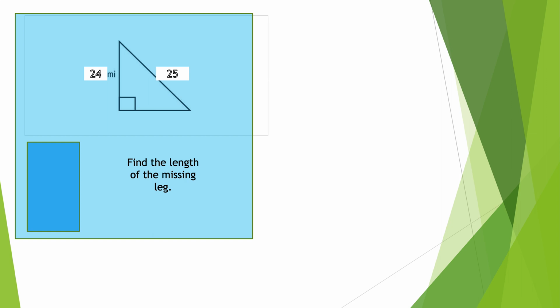Okay, little Pythagorean theorem work here. Find the length of the missing leg. Go ahead.